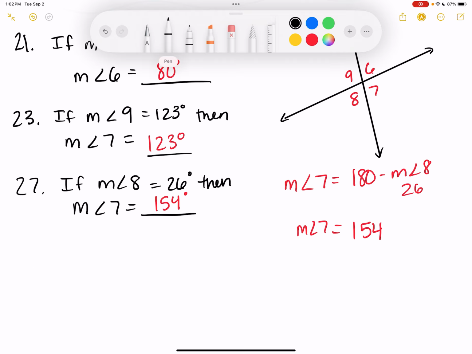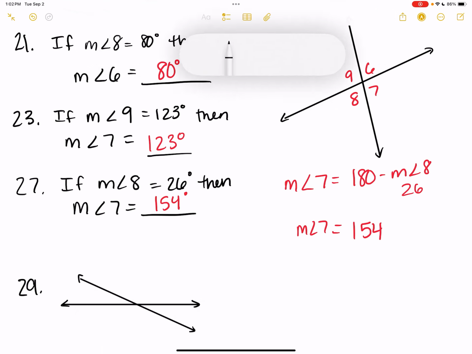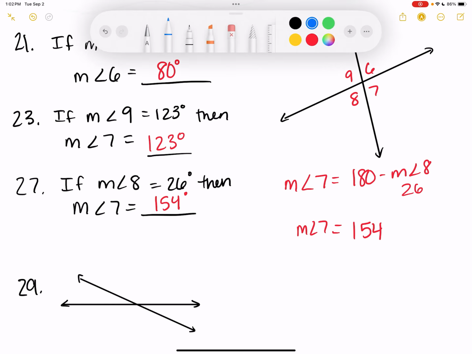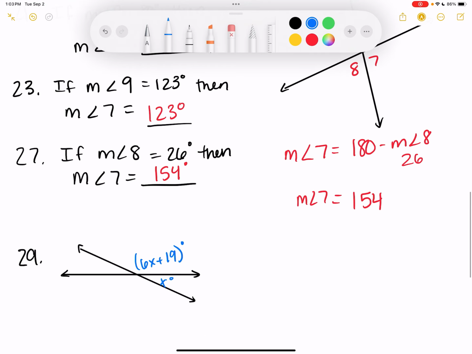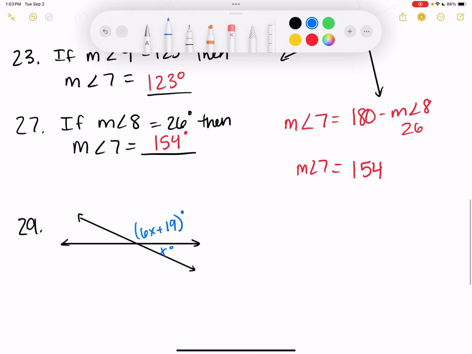All right, 29, they give you a picture. So you should copy these pictures over, obviously, because everyone's going to be different. And they give you a math equation or just a variable. They say 6x plus 19 is that angle, and then this angle is x. And they want us to solve for the missing variable or variables if there's two, kind of like the one we had in the example earlier.